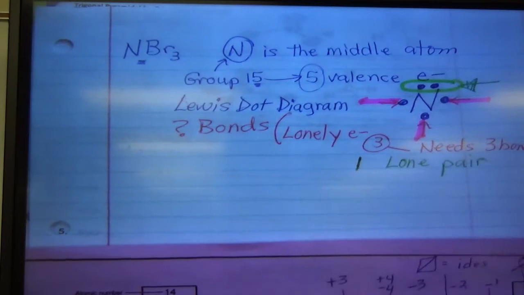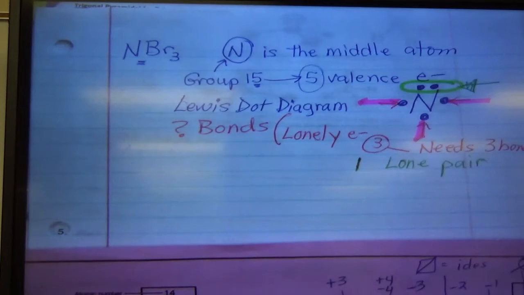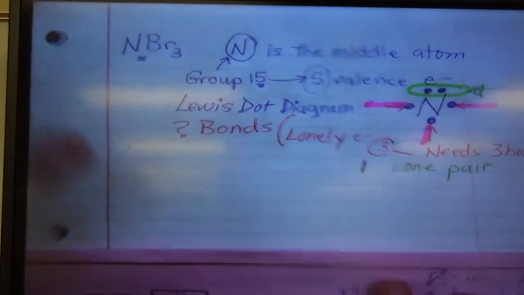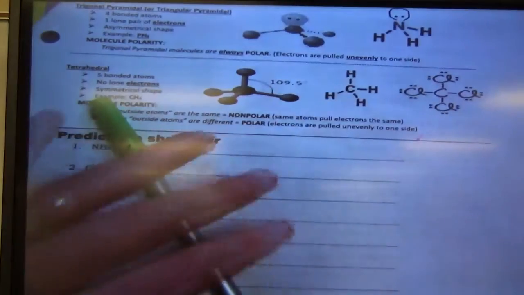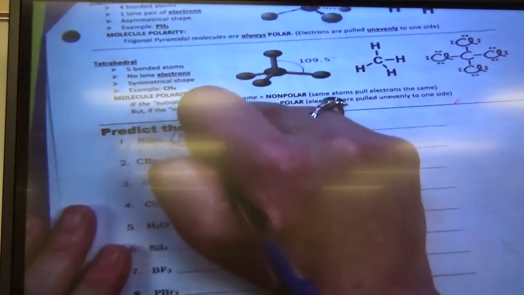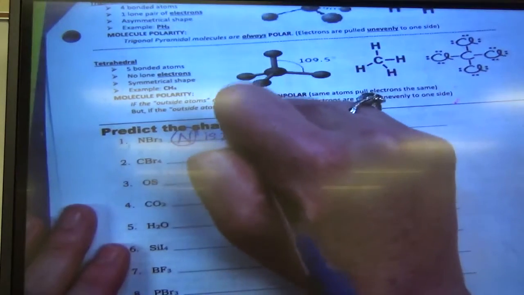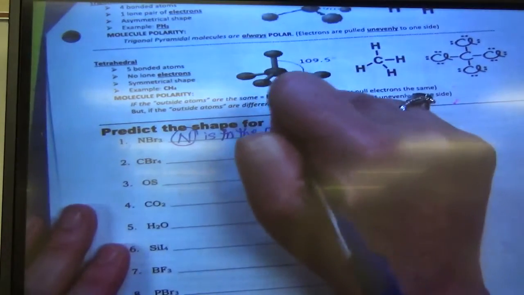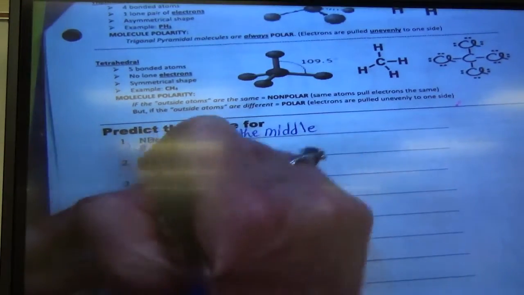Now, I told you that I would show you how to fill in the paper. I'm going to take this information, and I'm going to put it on the paper with you, and then we'll pick the shape. Okay, so we said nitrogen is in the middle. We had to know that. And it's because it had a subscript 1. That's how we knew.